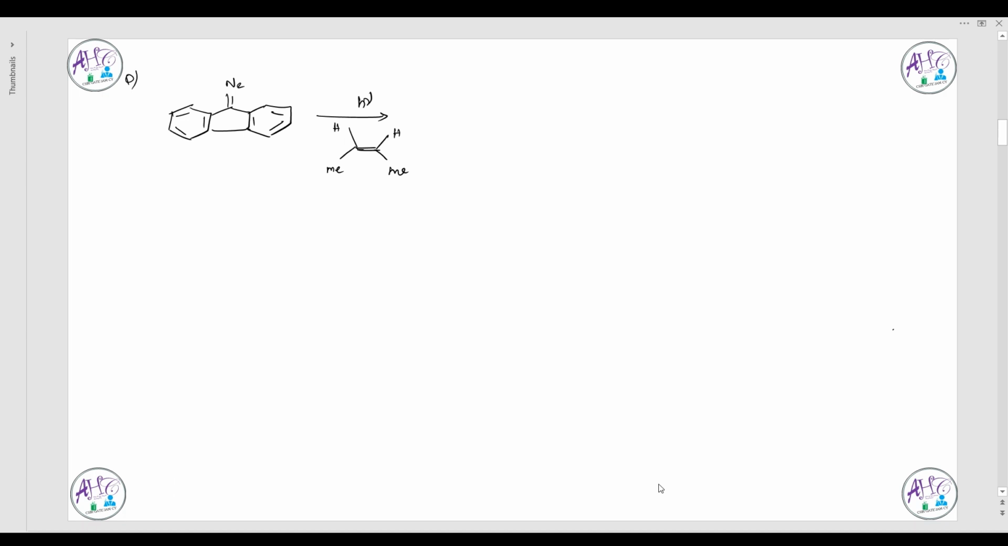So this is your reactant. Now they have asked what product will be formed. So in this case, what do we have here? You have your diazo group in presence of light. So in presence of light, what happens to your diazo group?